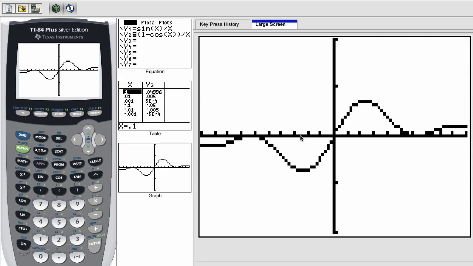Alright, so now if we approach 0 from the left, it appears that our function value is approaching 0. And if we approach 0 from the right, it appears our function value is approaching 0 as well. So the graph would suggest that the limit of this function is 0 as x goes to 0.